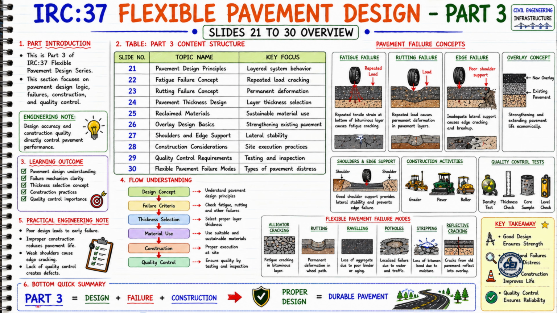Section 11. Bottom summary. Now the summary is given below. In Part 3 we cover design, failure, and construction. And the most important line is: proper design means durable pavement. Key takeaway. Good design gives strength. Understanding failures prevents distress. Quality construction increases pavement life. Quality control ensures reliability.